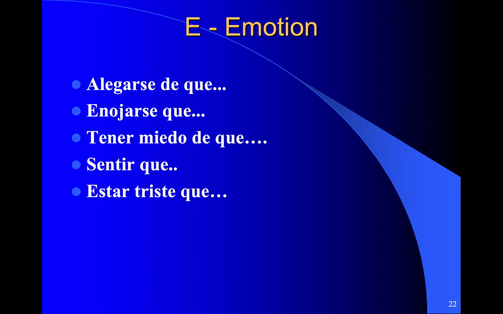E is for emotion. Our phrases are alegrarse de que, enojarse que, tener miedo de que, sentir que, estar triste que. Alegrarse de que means to be happy that. Enojarse que, to be mad that. Tener miedo de que, to be afraid of. Sentir que, to feel that. Estar triste que, to be sad that. Again, notice they all have to have que because we know some of these verbs already. What makes them subjunctive? We add the que.